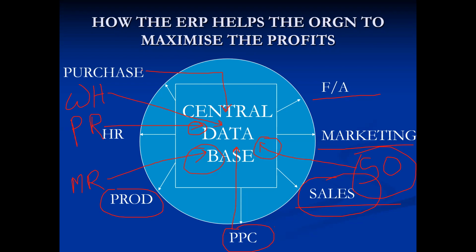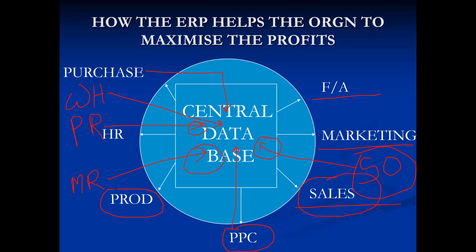So the length of the production cycle is reduced. As a result, the amount of working capital you require is also reduced to that extent. Then the amount of interest you have to pay to the bank is also reduced. As a result, the profits are increased to that effect. That's how the profits of the enterprise are maximized.